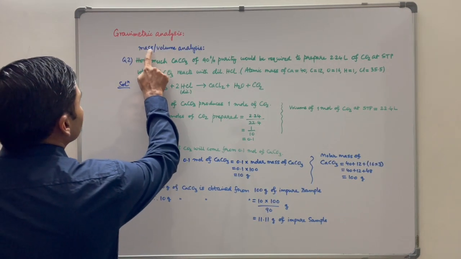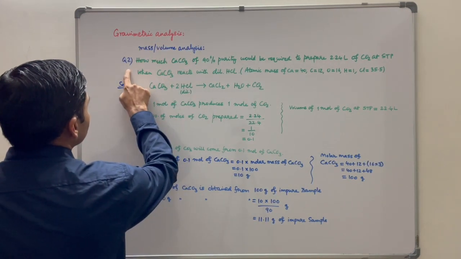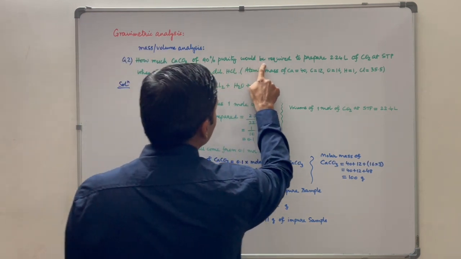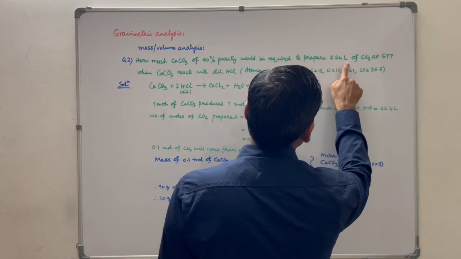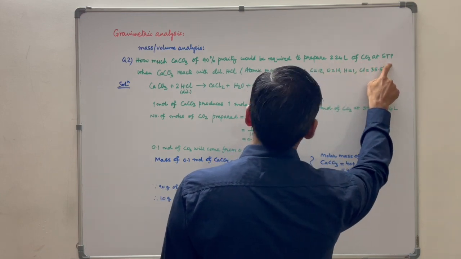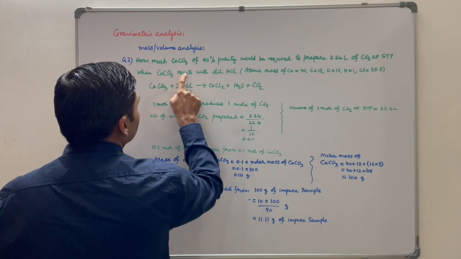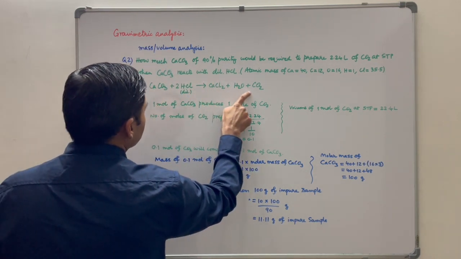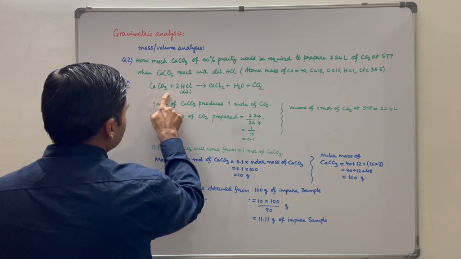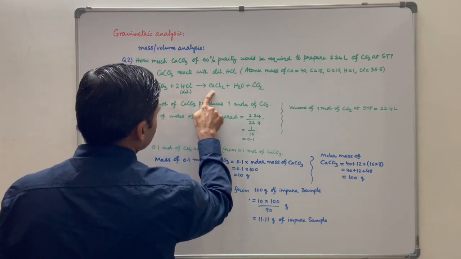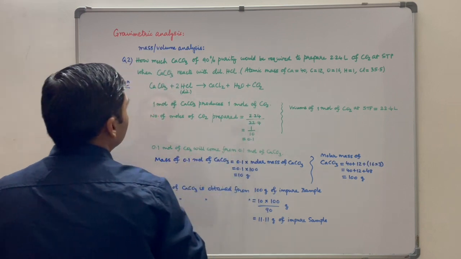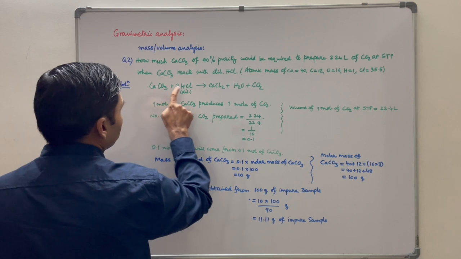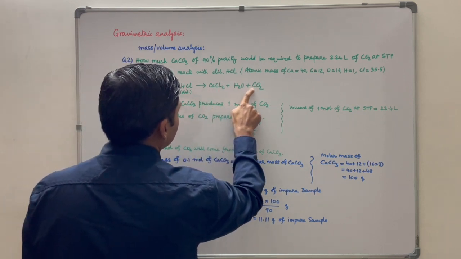Now let us see mass volume analysis. Question: how much calcium carbonate of 90% purity would be required to prepare 2.24 liter of carbon dioxide at STP when calcium carbonate reacts with dilute hydrochloric acid? The balanced chemical equation is given by CaCO3 plus 2HCl makes CaCl2 plus H2O plus CO2. It is clear from this equation that 1 mole of calcium carbonate produces 1 mole of carbon dioxide gas.